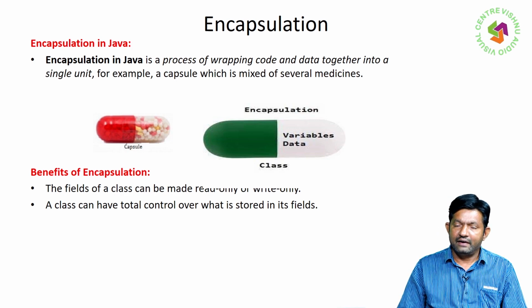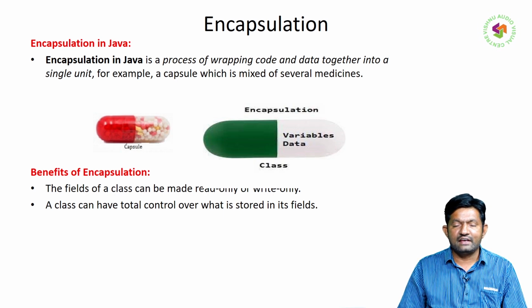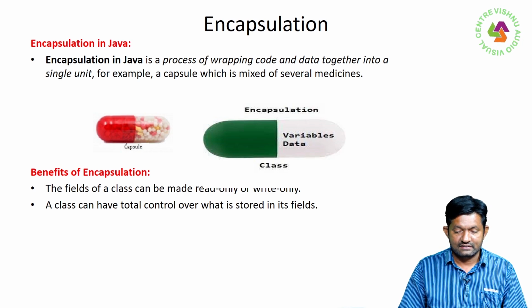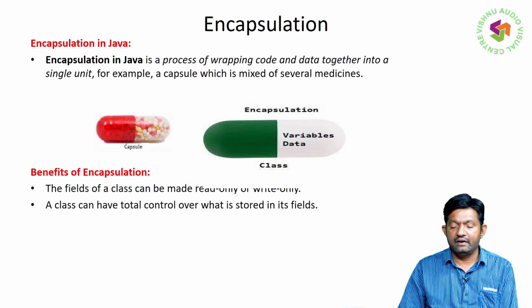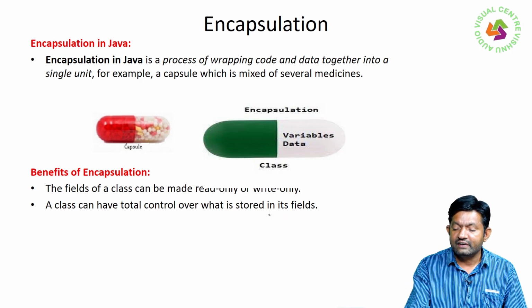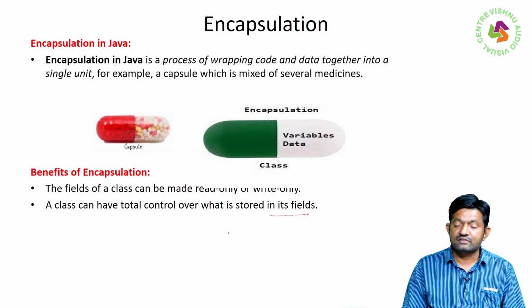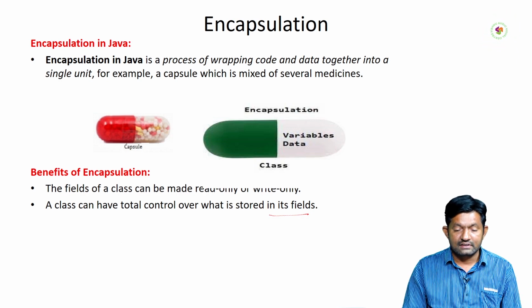Coming to the next OOPS concept, encapsulation. Encapsulation in Java is a process of wrapping code and data together into a single unit. For example, a capsule which is a mixture of several medicines. Benefits of encapsulation: the fields of a class can be made read-only or write-only. A class can have total control over what is stored in its fields. So encapsulation in Java is a process of wrapping code and data together into a single unit. This is known as encapsulation.